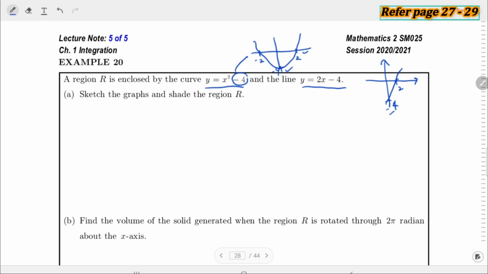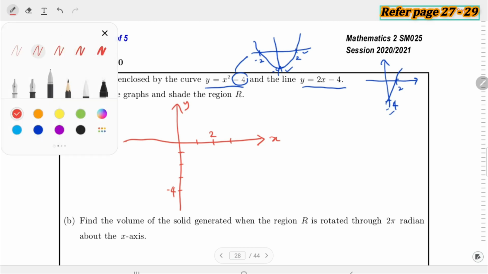So let's sketch the graph. Y-axis, and then I put the x-axis. We know that it hits -4 and 2. So 1, 2, 3, 4, somewhere here it's -4. So 1, 2, 3, here is 2.